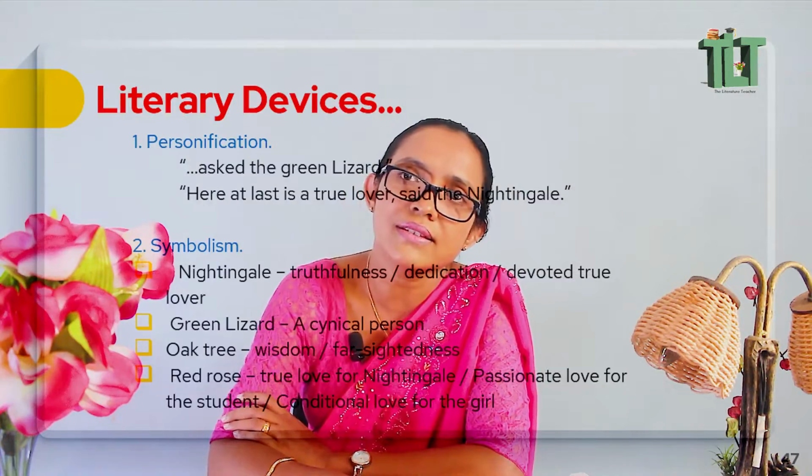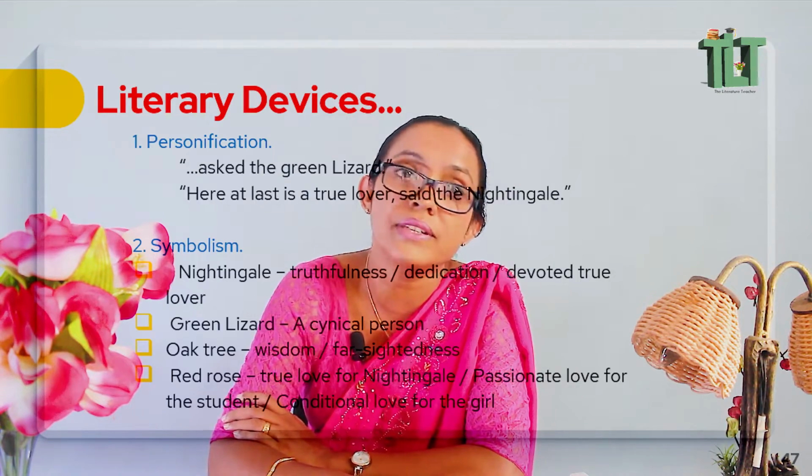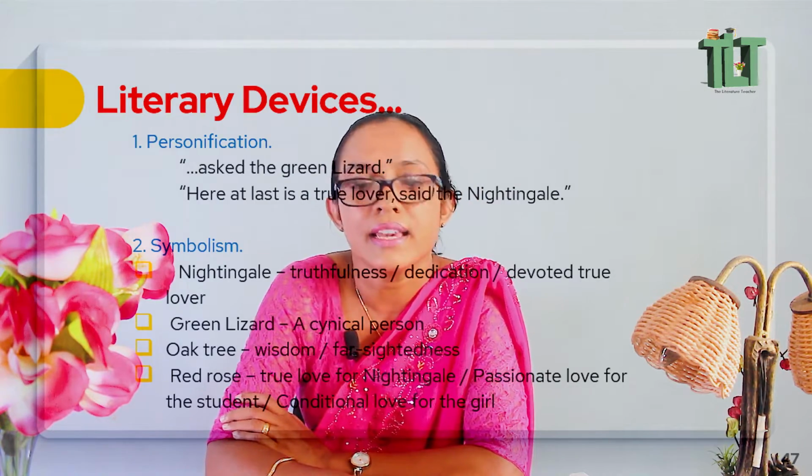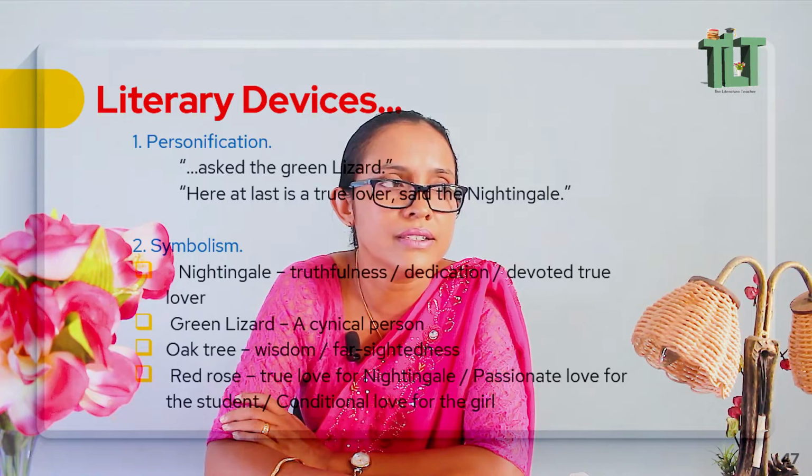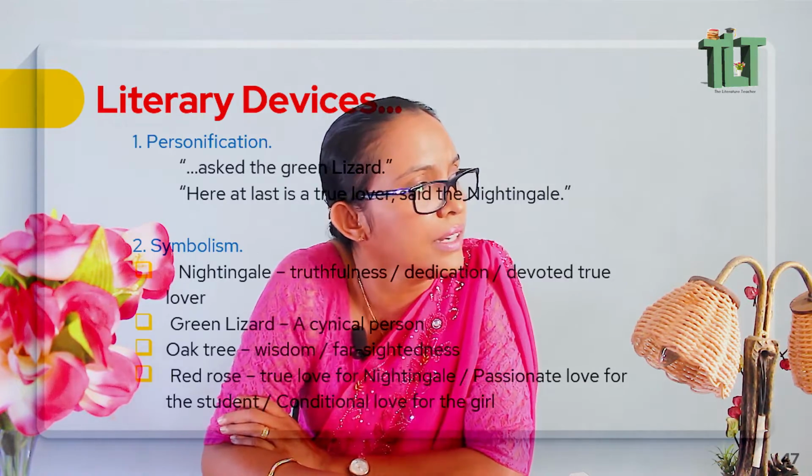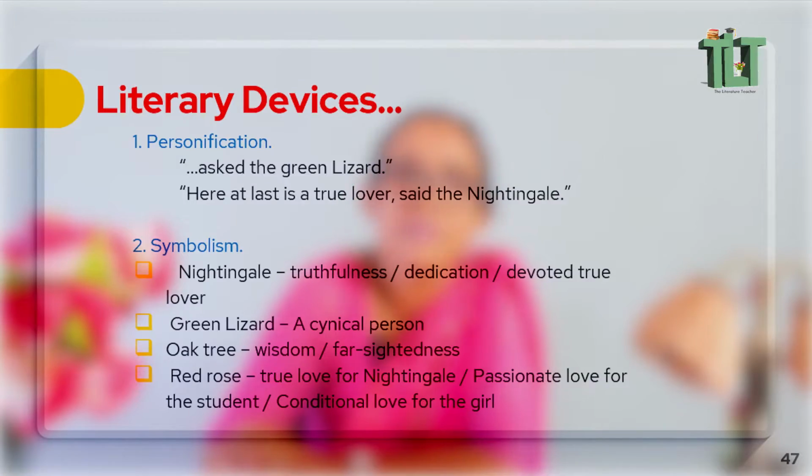Oak tree suggests or symbolizes wisdom or farsightedness. The oak tree in one place says, "Sing me your last song." Right? Sing me your last song, because he knows, the oak tree knows the destiny of the nightingale. Right? Red rose symbolizes true love for the nightingale.